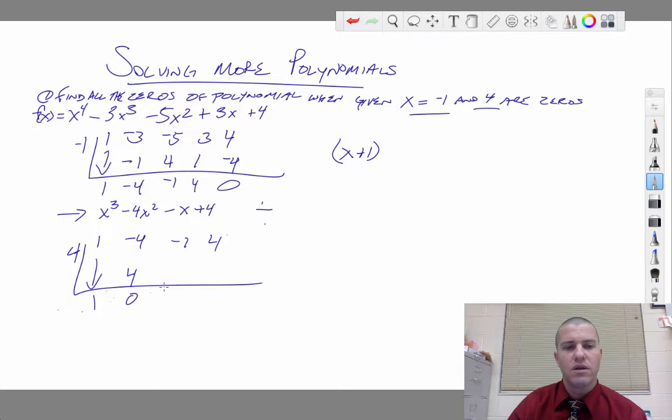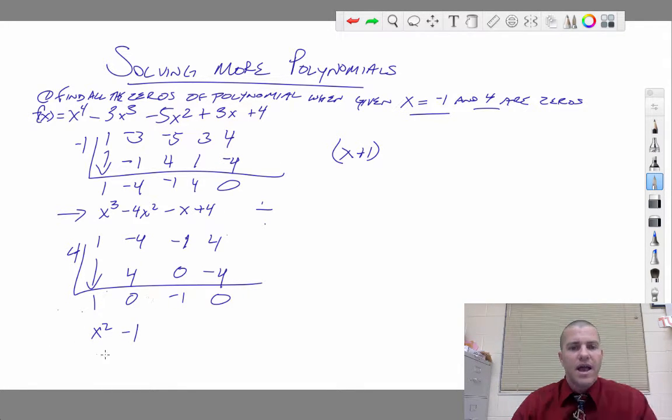Multiply with 4, 0, 0. This was a 1. And 0, and my remainder is 0 again, which it should because it was given to me that that was a 0. So what I have left is now x squared minus 1, and what I can do now is solve this one.